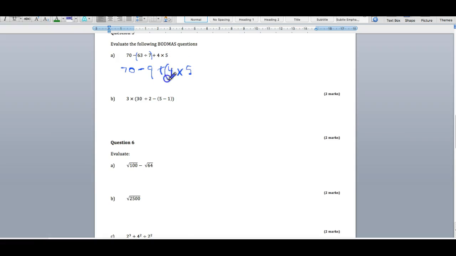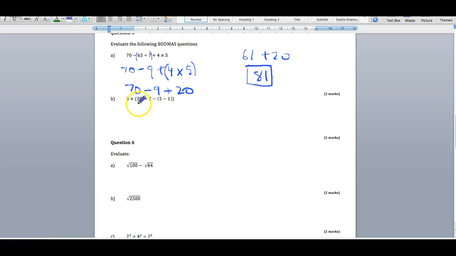Right, then let's do this hug. Let's hug the 4 and the 5. So we've got 70. You can do the 70 minus 9 now if you want to. 4 times 5 is 20. So 70 minus 9 is 61 plus 20. And then the answer is 81. If you get a bit of working out, just put a square around your answer. It's a good habit to get into when you go into VCE.